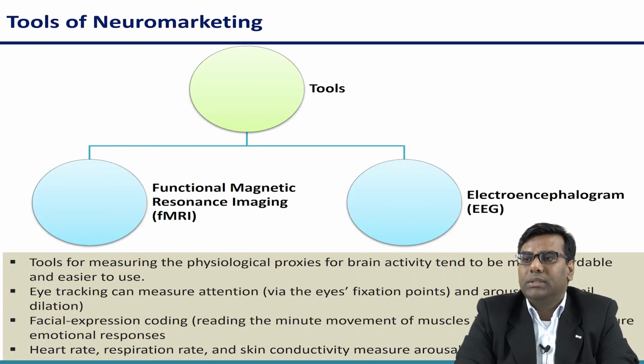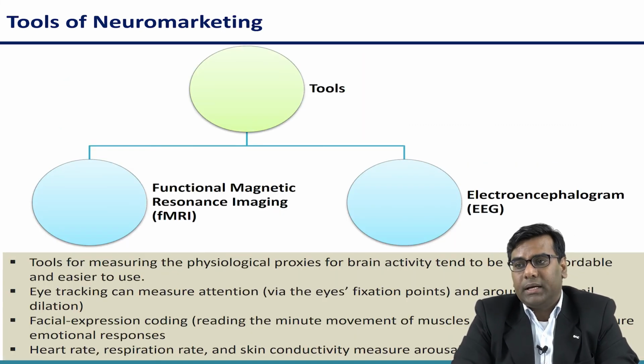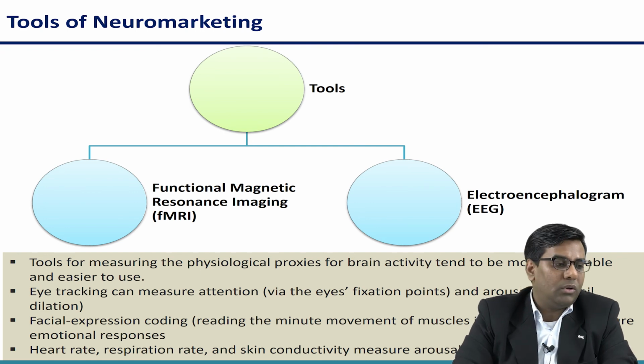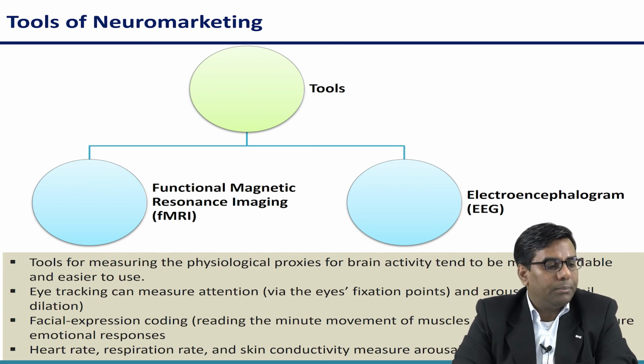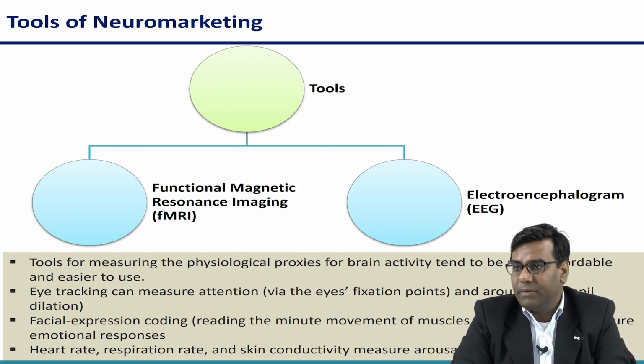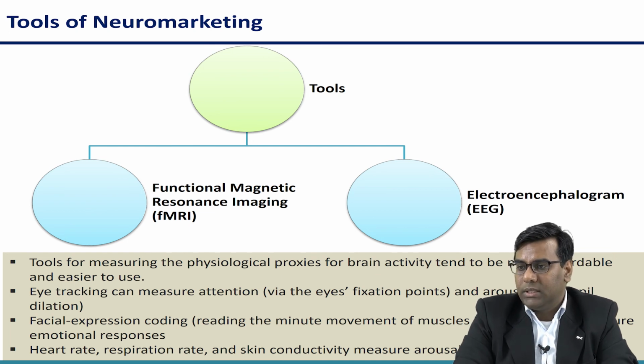The neuromarketing tools are specifically of two types: functional magnetic resonance imaging, called fMRI, and second, the primary one, called EEG, electroencephalogram. As we talked about EEG in the previous slides already, we're going to focus more on functional magnetic resonance imaging. What is this fMRI? Let's see some definitions.